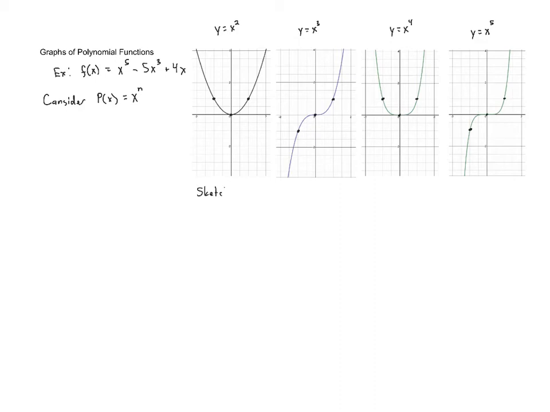Let's sketch a graph of g of x equals -2x to the 5th plus 4. Now, we're going to need an xy plane for this, so here we go.